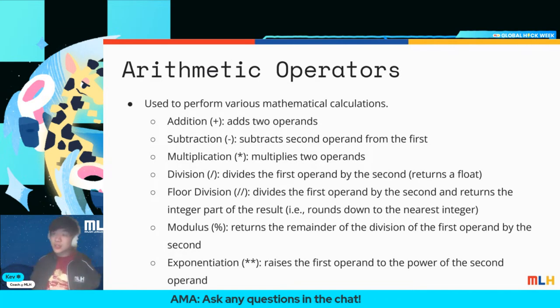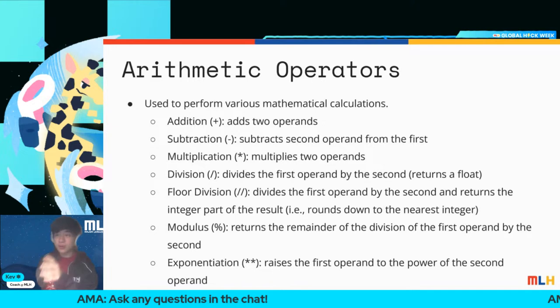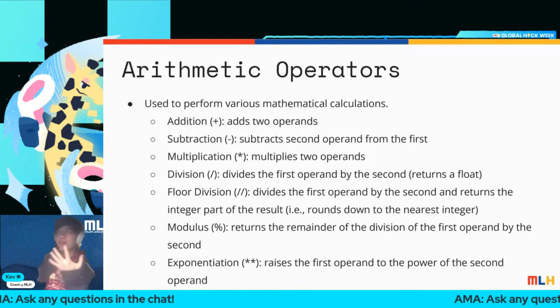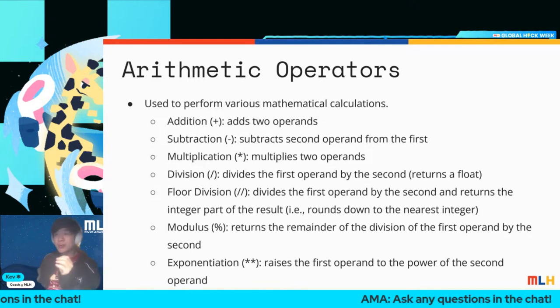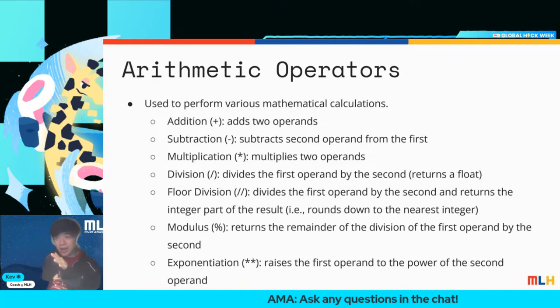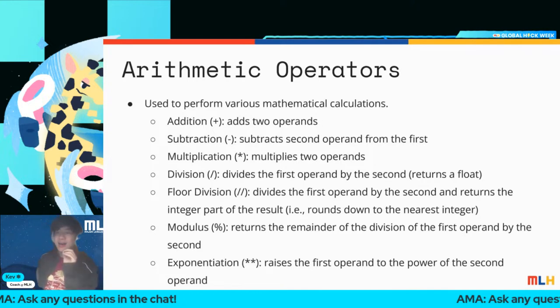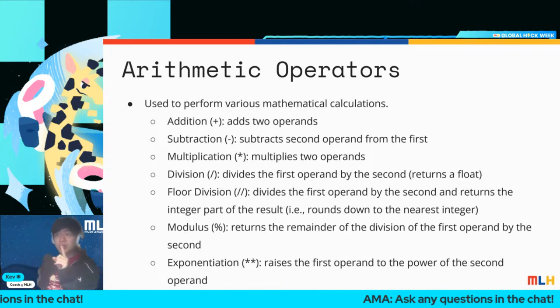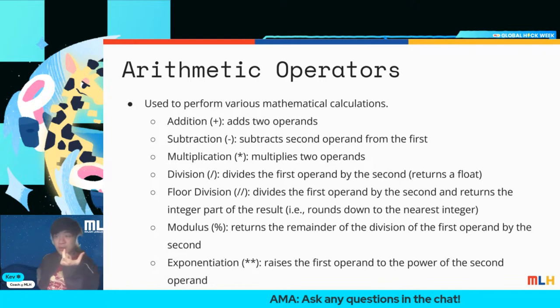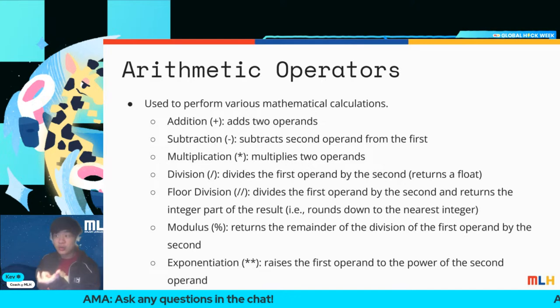And then division, we have a few types of divisions in actual programming. Well, in mathematics, I guess, as well. But in programming, we have your regular division, which uses the forward slash. I can never say forward slash properly. That is a forward slash. Your regular division, one forward slash, will divide the first operand by the second operand and return it as a float, which means it includes the fractional components.